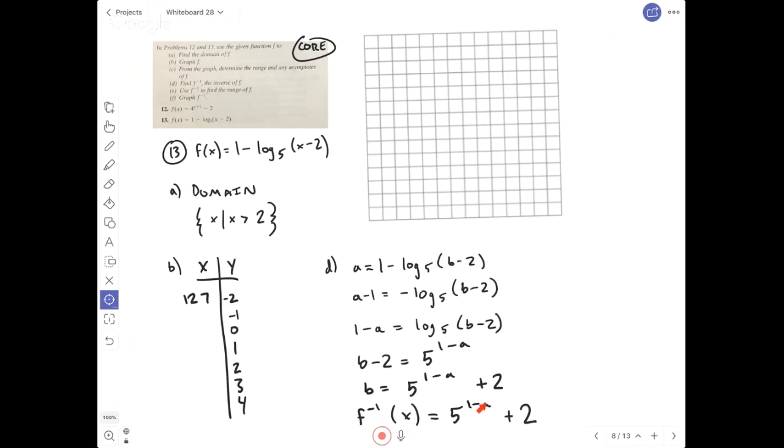1 minus -1 is 2. 5 squared is 25, plus 2 is 27. 0, let's see, 1 minus 0 is 1. 5 to the first power is 5, plus 2 is 7. 1 minus 1 is 0. 5 to the 0 is 1, plus 2 is 3. 1 minus 2 is -1. 5 to the -1 is 1/5, plus 2 is 2 and 1/5. 1 minus 3 is -2. 5 to the -2 is 1/25, plus 2 is 2 and 1/25. And, of course, 2 and 1/125th.